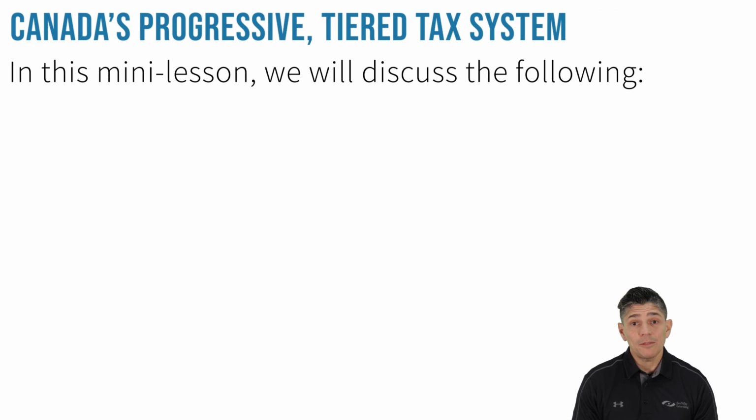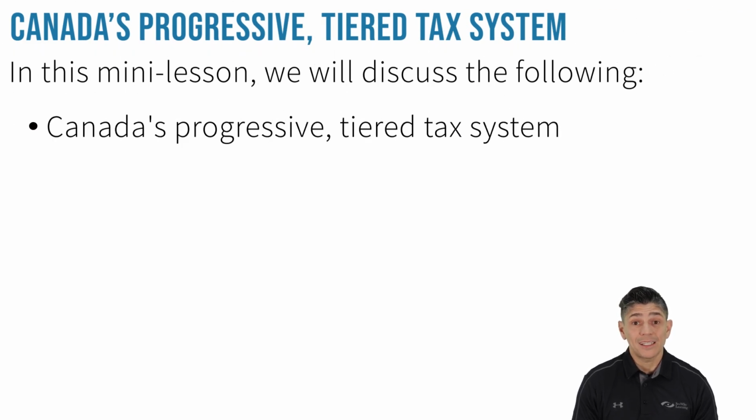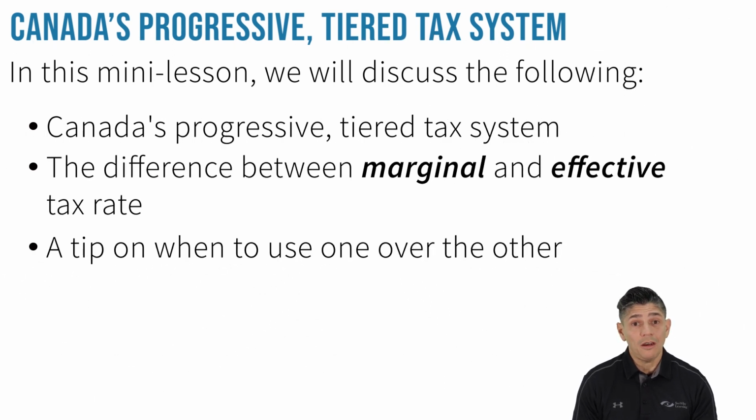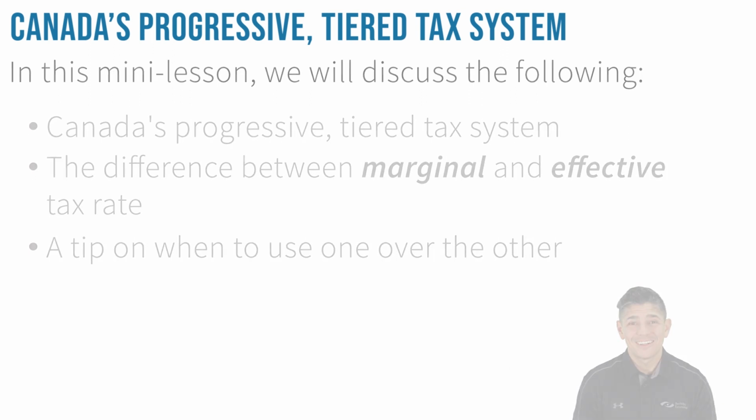In this course, you're going to learn about tax-sheltered plans and tax-saving strategies. To truly understand the benefits of tax planning, you need to have a general knowledge of the tax system. In this mini lesson, we will discuss the following: Canada's progressive tax system, the difference between marginal and effective tax rate, and a tip on when to use one over the other.